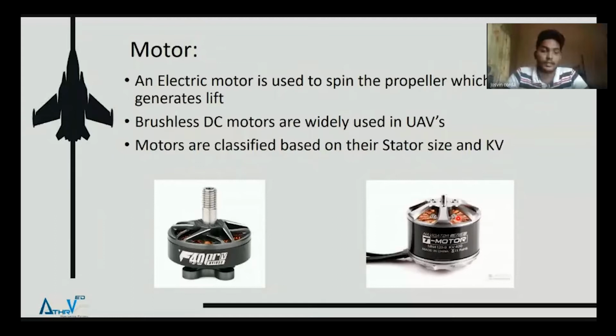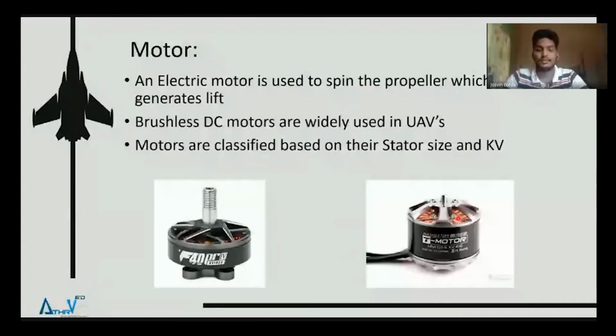It is mainly because in UAVs, there will be a lot of wear and tear on the motors if you use brushed motors. So brushless motors are preferred, and these are DC brushless motors, as in the naming, the power that is derived is in terms of DC. That is the power stored in the batteries, DC, and then it is converted and fed as certain varying signals to the motor. So motors are mainly classified based on their stator size and kV.